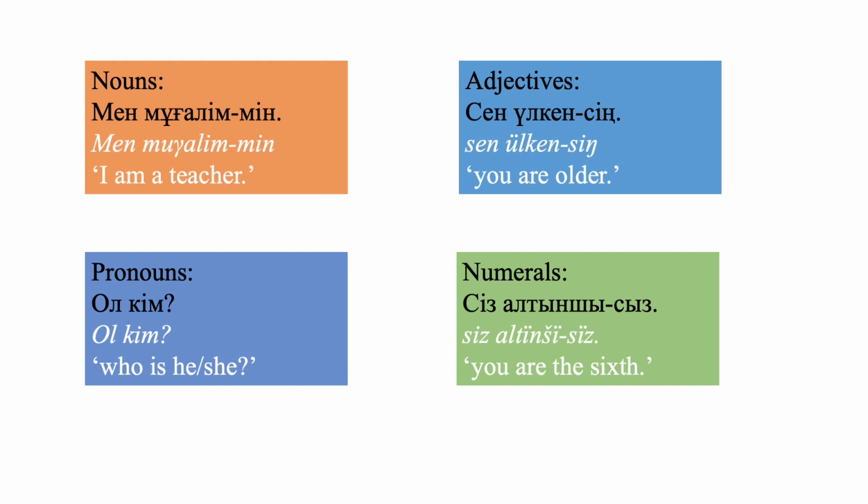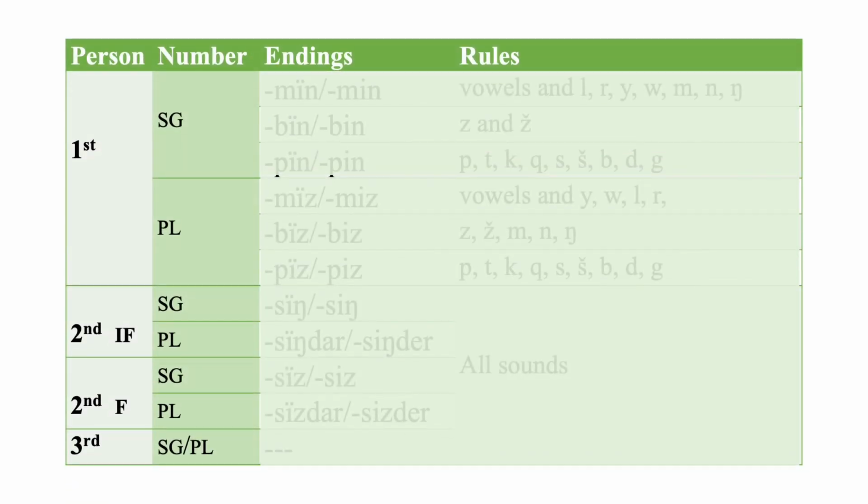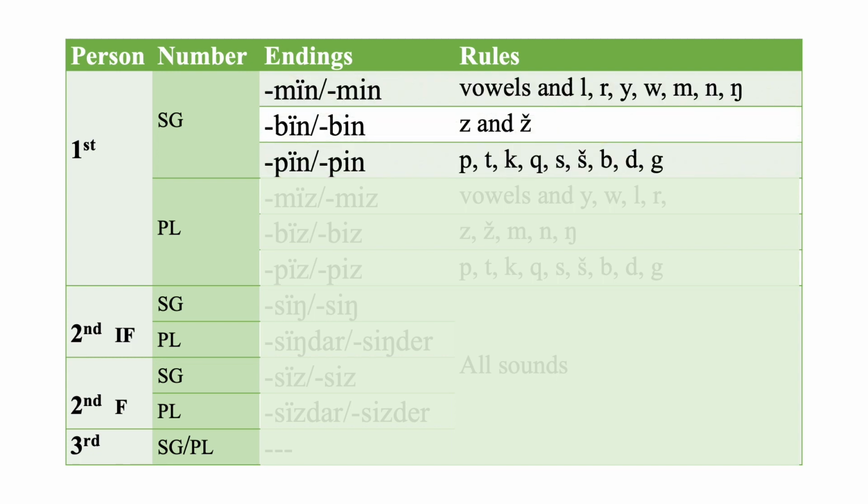After nominal predicate, Kazakh personal endings functionally correspond to English auxiliary verb to be. This table concludes the endings and their usage rules. The first person singular forms acquire the endings mon, men, bun, bin, pun, and pin. After vowels and l, r, i, u, m, n, ng, you use either mon or min, depending on the last syllable of the stem. If a stem is ended in z or j, you use bun or bin. And after voiceless consonants, it should be pun or pin.